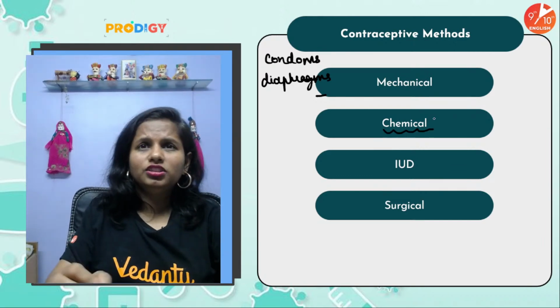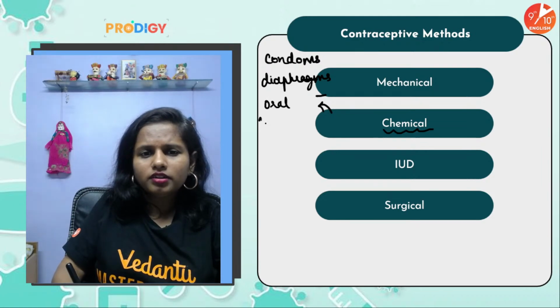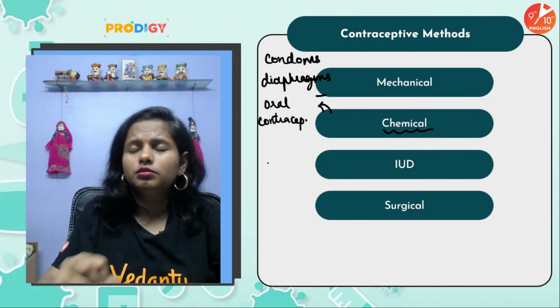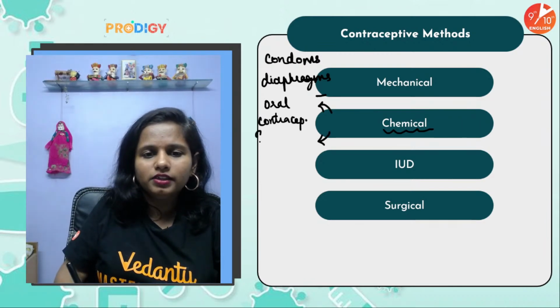And then chemical barriers, these contain oral contraceptive pills. Oral contraceptives prevent ovulation. Then again there are spermicidal gels.